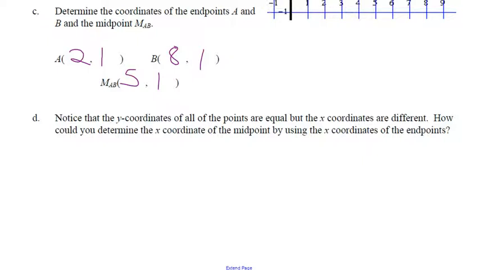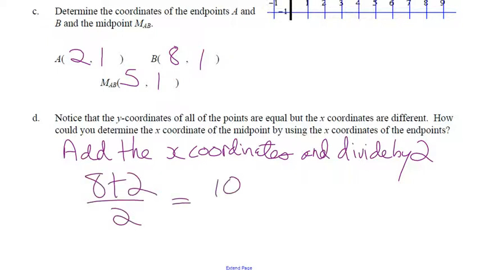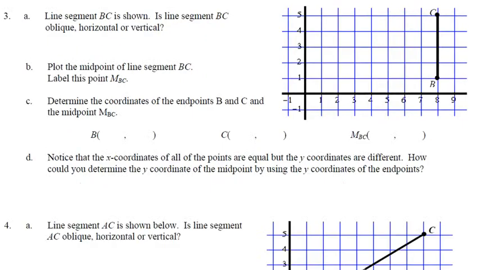So add up the x-coordinates and divide by 2. Add the x-coordinates. And divide by 2. Okay, make sense? 8 plus 2, so here, let's do it. 8 plus 2 over 2 is equal to 10 over 2, which is 5.